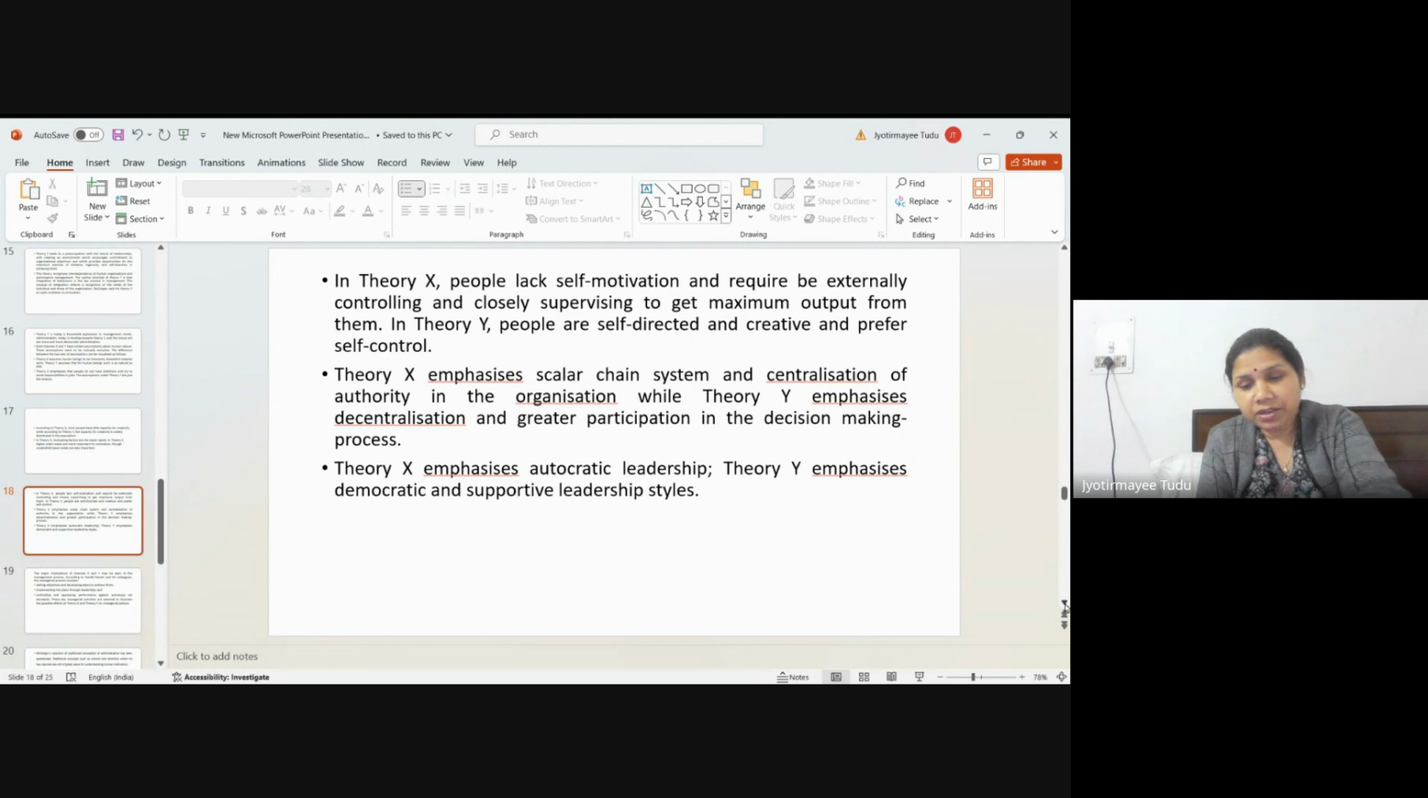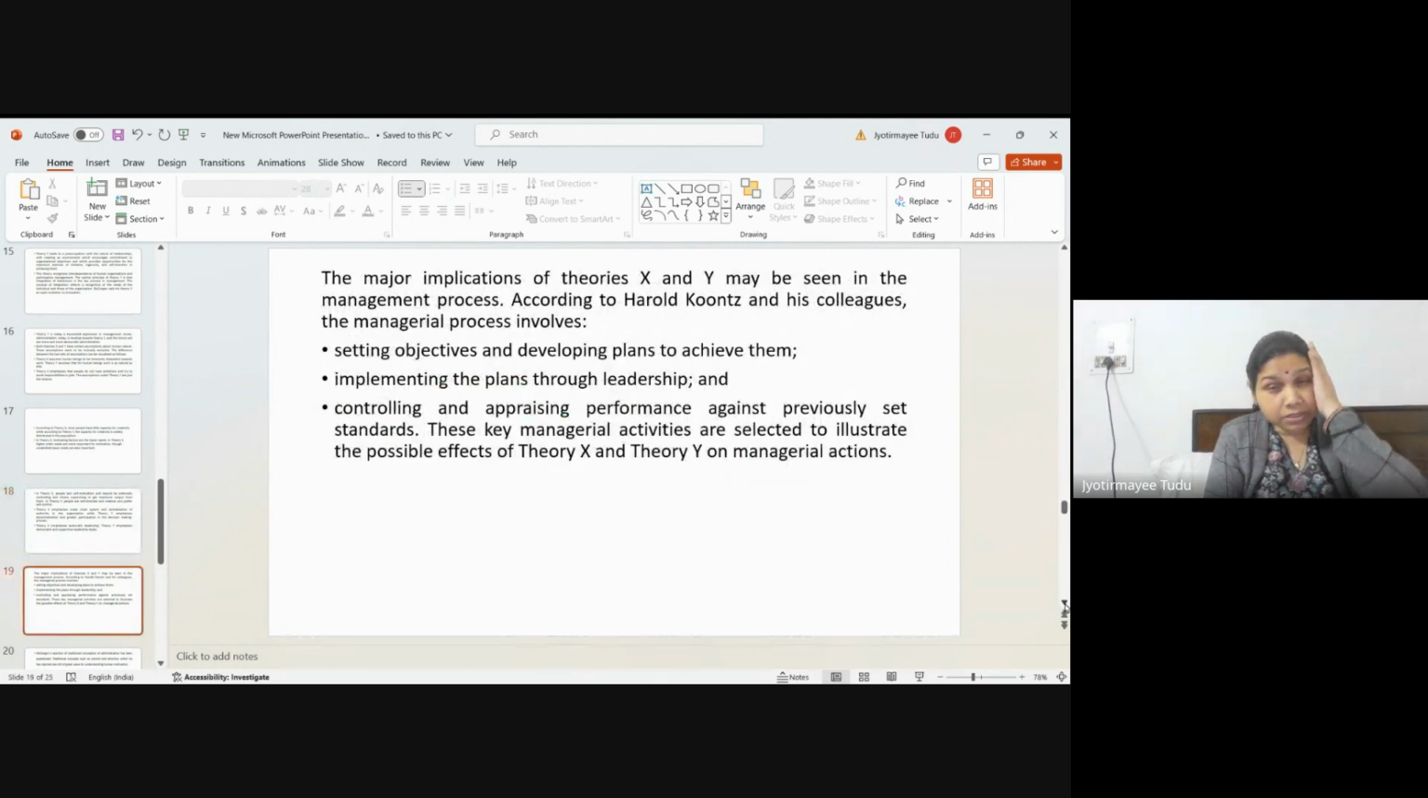Okay, so these are about the theoretical prescription, and the major implications of theories X and Y may be seen in the management process. So setting objectives and developing plans to achieve them, implementing the plans through leadership, then controlling and appraising performance against previously set standards. So these key managerial activities are selected to illustrate the possible effects of theory X and theory Y on managerial actions. Like you could classify them under the heading of planning, then secondly leadership, then thirdly the control affairs. So you would be able to get the detail on this. Okay.